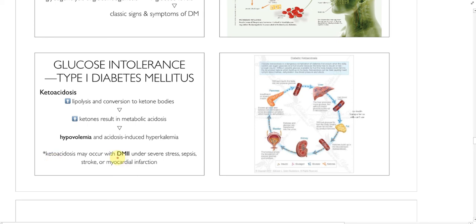Ketoacidosis can occur with type 2 diabetes, but it's not as common. It's much more common to have issues with the hyperosmolar, hyperglycemic syndrome that we're going to get to in a second.